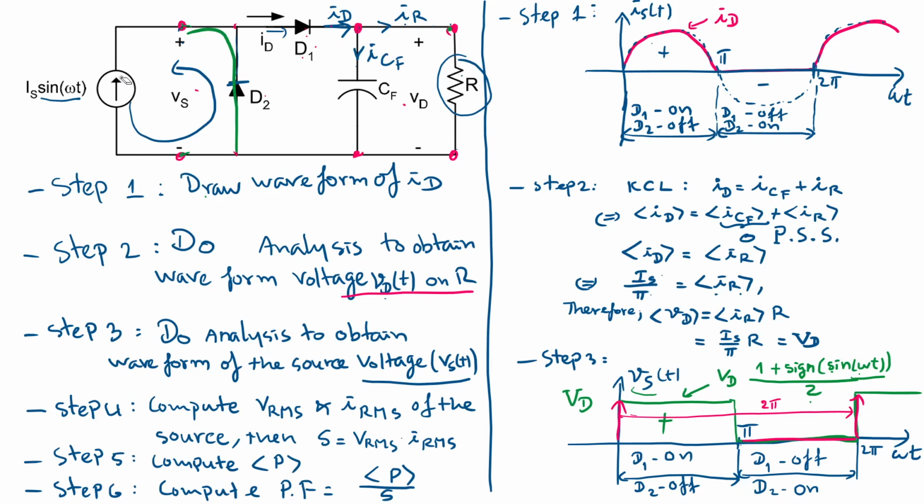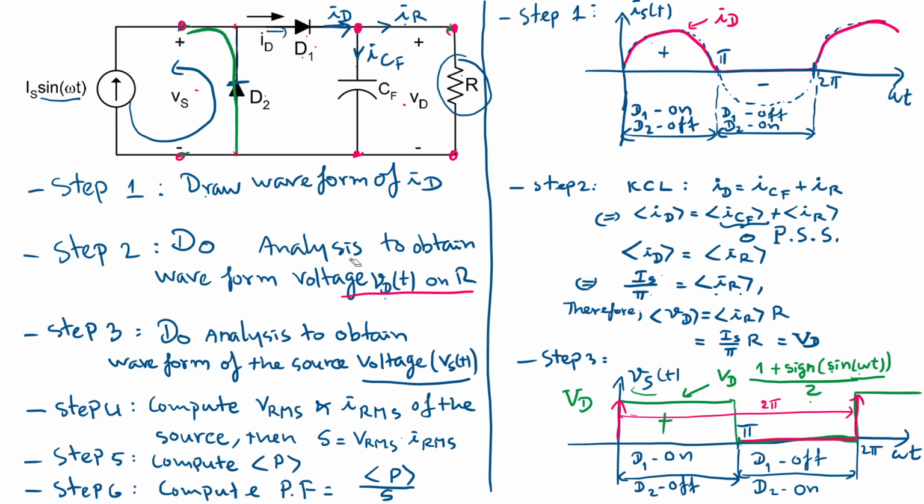When the current flows this way, there's no power factor contribution, because no power is used at the load, right? Only current flowing this way is going to be used. So it's important just to find the waveform ID here.